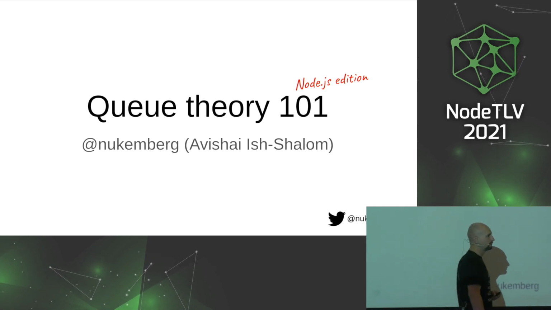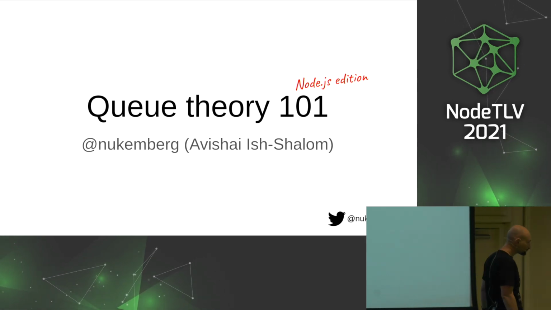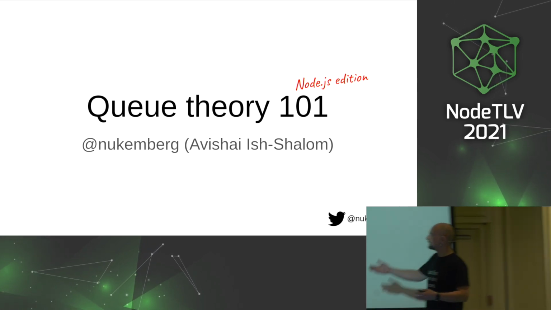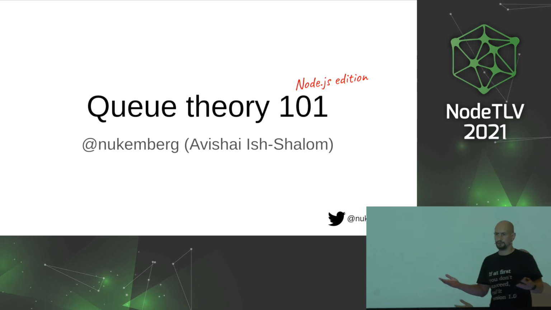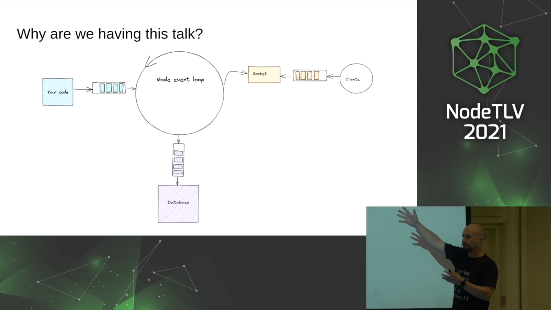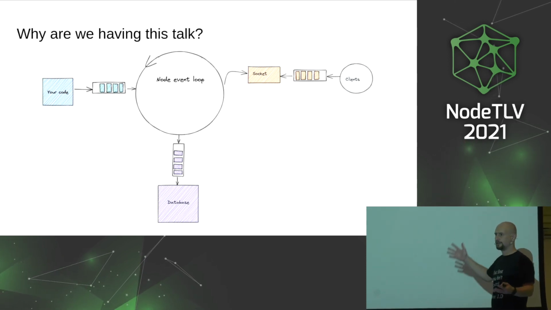So this is why they originally developed this, but today we use queue theory for a very large number of things in the industry, logistics, and also in software. This has a lot to do with software performance. So why are we having this talk? How is this relevant to Node?